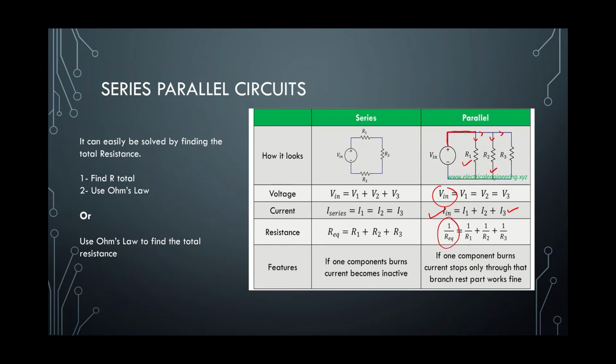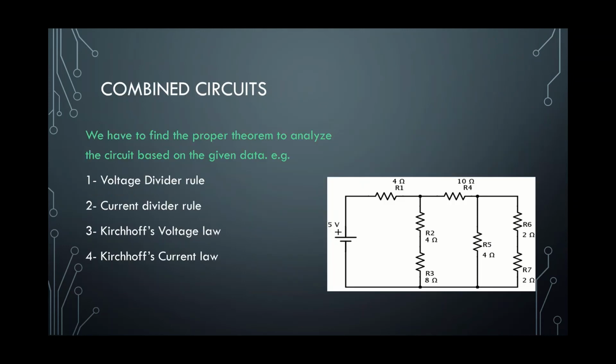What is the total resistance? We can use this one: 1 over R total equals 1 over R1 plus, until the end of the equation. Now, if we have a combined circuit, not purely series or parallel, just a combination between these two, we have to find the right theorem to solve or analyze the circuit. So we have the voltage divider rule, the current divider rule, Kirchhoff's voltage law, and Kirchhoff's current law.